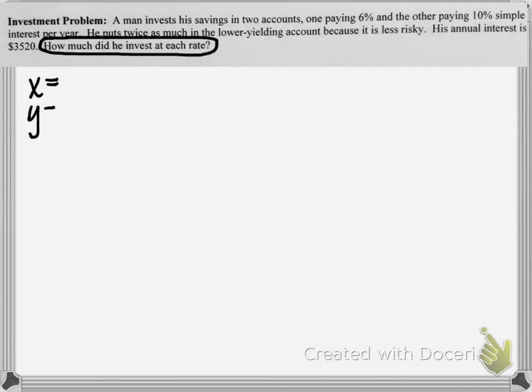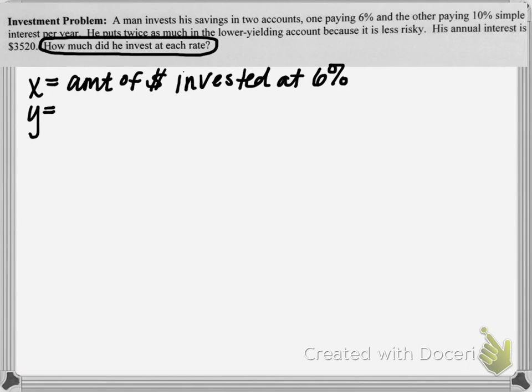You could use X and Y or A and B. It doesn't matter which variable letter you choose. So we'll have X be the amount of money invested in the first account, which is the account that pays 6% interest. And then Y will also be an amount of money. It's the amount of money that the man invests in the second account, and that would be the account that earns 10% interest.